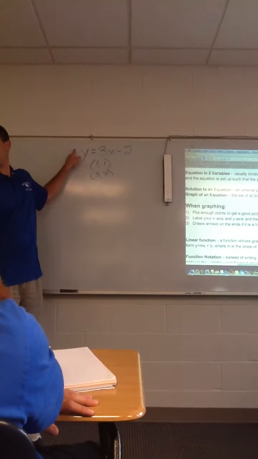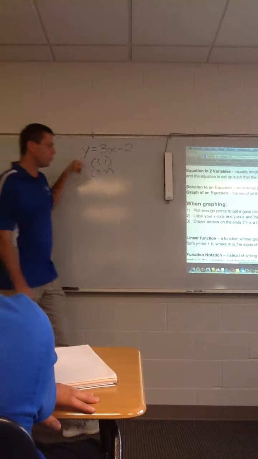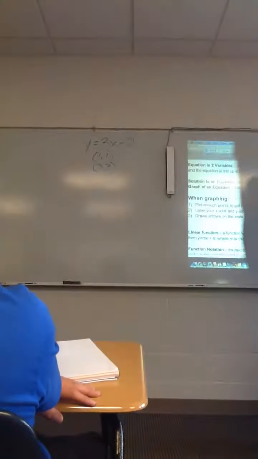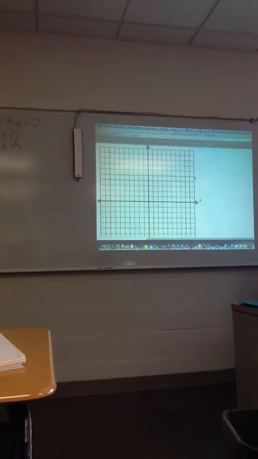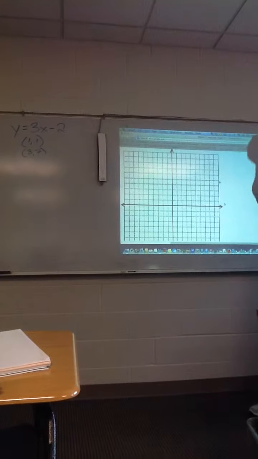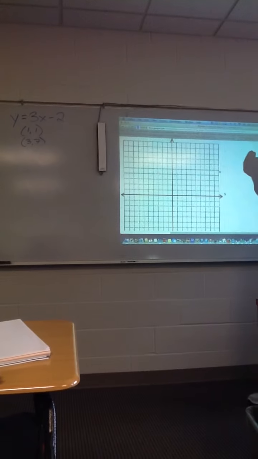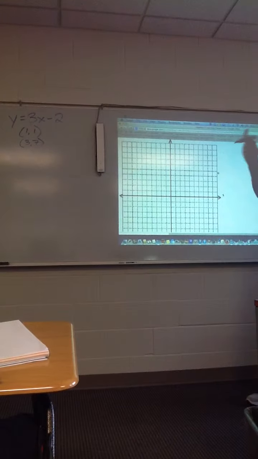So if I wanted you to graph or represent all the solutions to this equation, I want you to draw the graph. Hopefully you remember how to graph it. y equals 3x minus 2. That is in slope-intercept form. What is your slope? 3. What is your y-intercept? Negative 2.